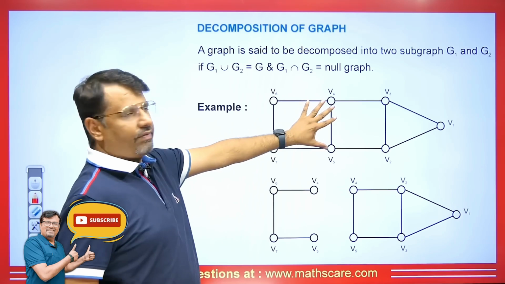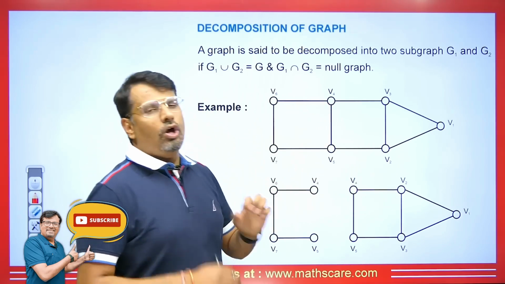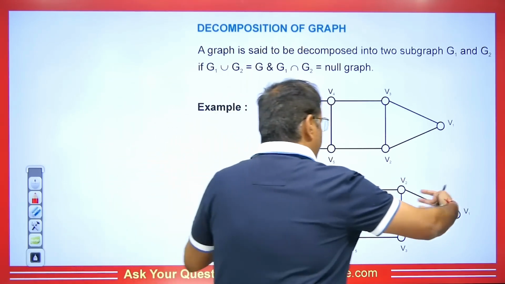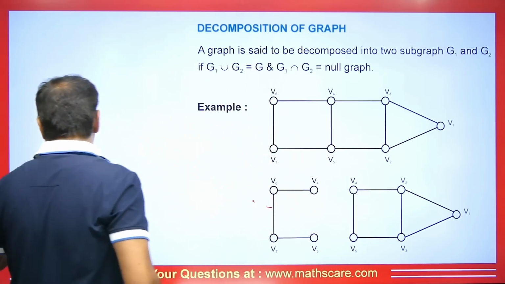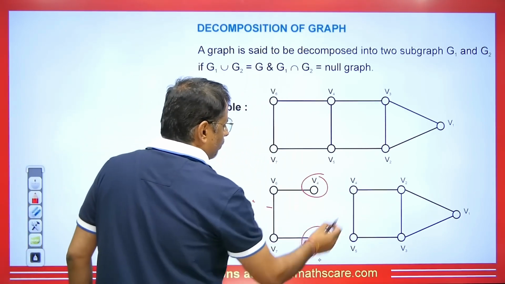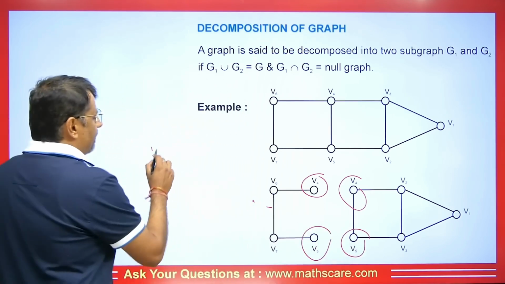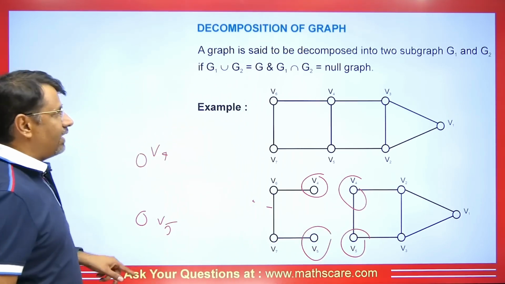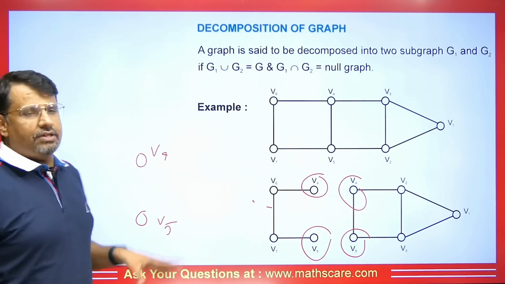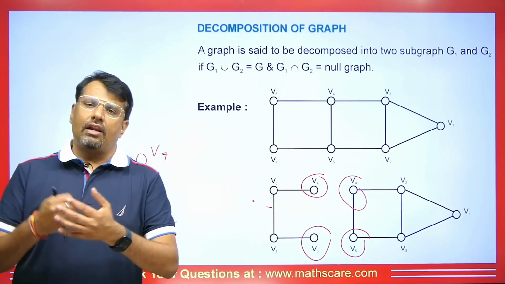For example, like this graph, I have broken it into two different parts here. If I take its union, the graph will come back. And if I take the intersection of this, these two vertices are coming in common. V4 will come, and V5 will come here. When the edge is not coming and we only have a vertex, then it is called a null graph.